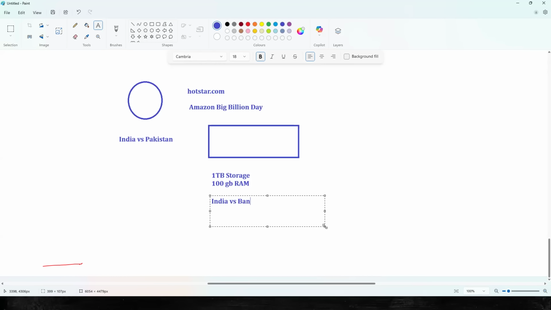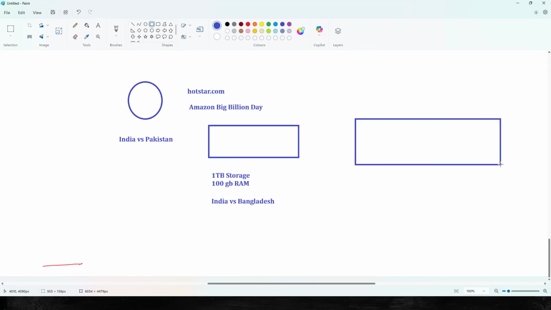When you are playing India versus Pakistan, is it going to be the same configuration? No, right? The India-Pakistan match requires more resources because a lot of viewers are going to watch. Then, from a storage perspective, you are going to use 2 TB and 200 GB RAM, or let's consider 500 GB RAM. I'm giving a very simple case.